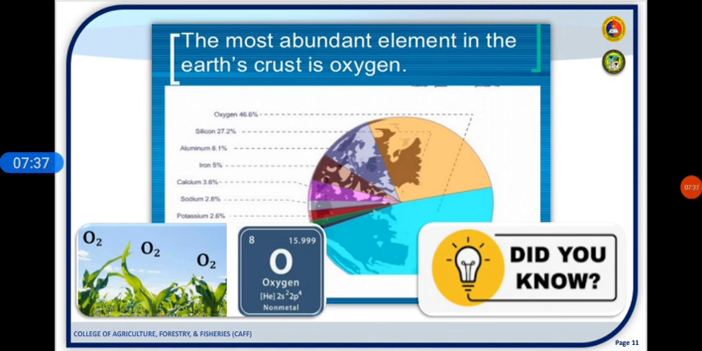As you can see in our illustration, there is 46.6% of oxygen. And where can we find oxygen? Oxygen is everywhere in our atmosphere. It's in our air. It's the air that we breathe. And how is oxygen produced? Oxygen is produced through the process called photosynthesis.